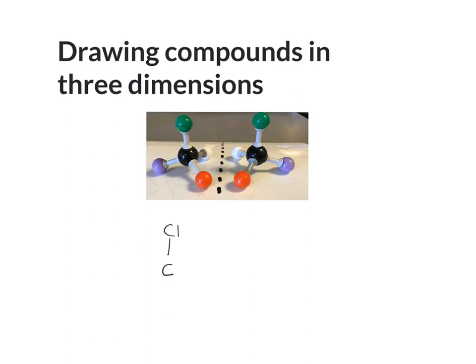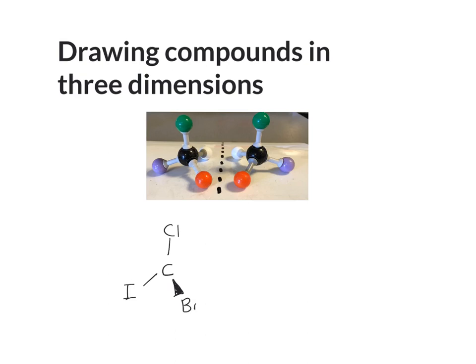Chlorine is flat against the paper, that bond is in the plane of the paper, and that iodine is also in the plane of the paper. Now, anything that points forwards out of the paper, you need to draw that bond showing that it is coming towards you, and we do that using a wedged bond like that.